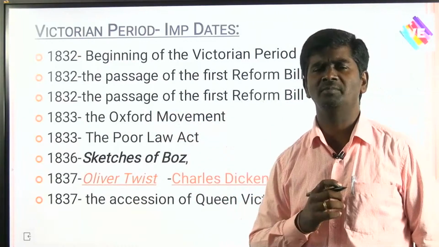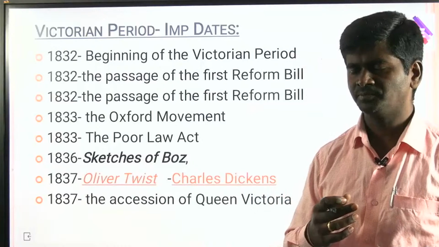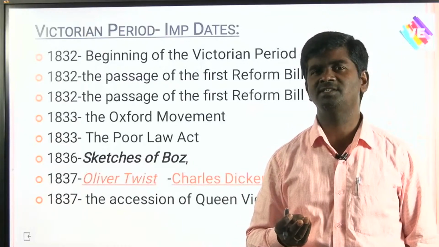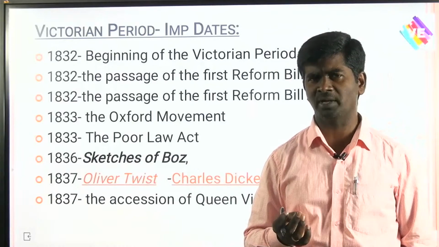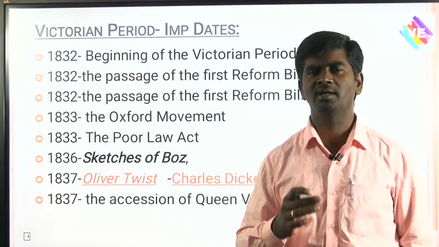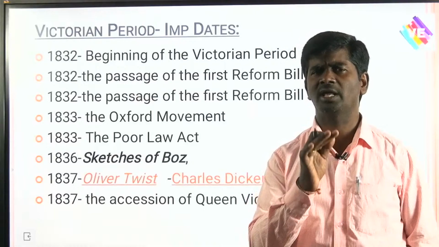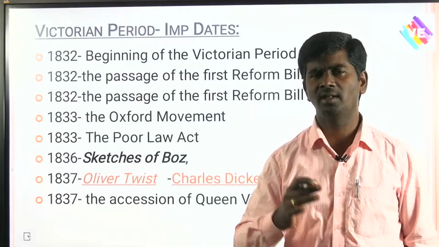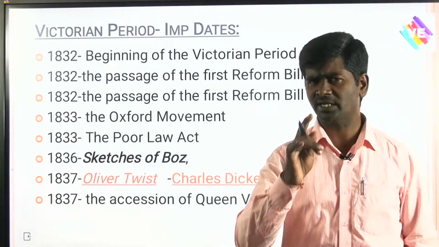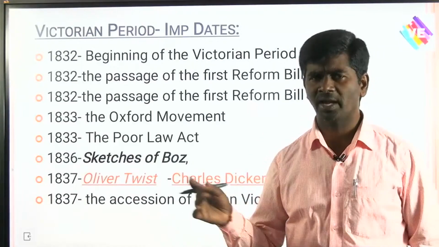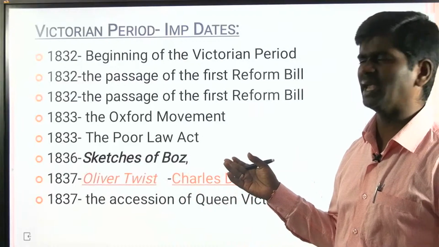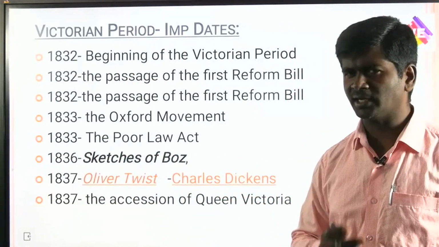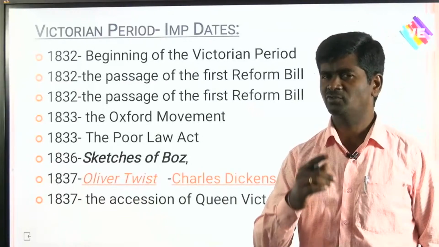1833, the Oxford Movement, friends, where we discussed a group of revolutionaries like John Keble, E.B. Pusey, Cardinal Newman, J.H. Newman, and the leader John Keble started a movement, a revolution against the Poor Law Act and the passing of the first Reform Bill, which was passed in the British Parliament. Against these two, the Oxford Movement began.